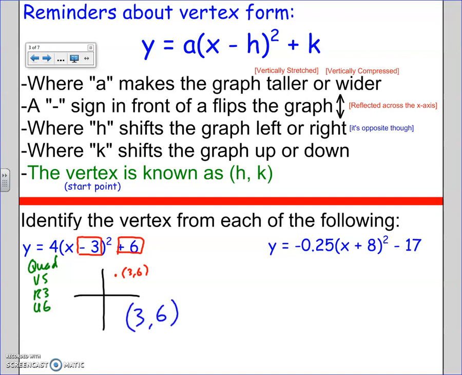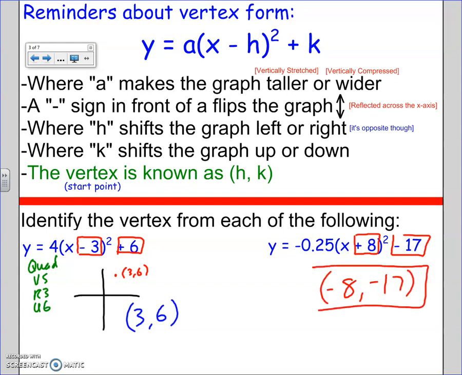That's the vertex here. So I'm going to try the same thing on the second problem. It doesn't matter about the flip, it doesn't matter about the vertical compress. We care about this, h, and we care about k. We're going left 8, so that's why it's negative 8, and then we're going down 17, so minus 17. So you can pull the vertex out, the start point, without any work whatsoever.